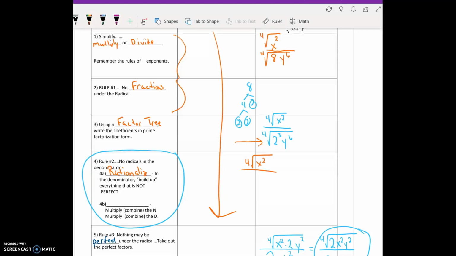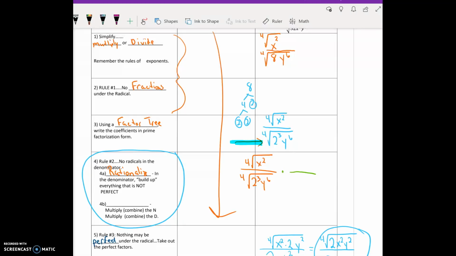I wouldn't normally rewrite it, but this is just to show you that step. And if I rationalize the denominator, if I make it perfect, I'm going to build it up so that it's perfect. Then if the denominator is perfect, everything can come out of the denominator. And then I don't have to deal with this rule anymore that says you can't have a radical in the denominator, because that radical is going to be gone. So what I'm going to do is I'm going to multiply it to fix it.